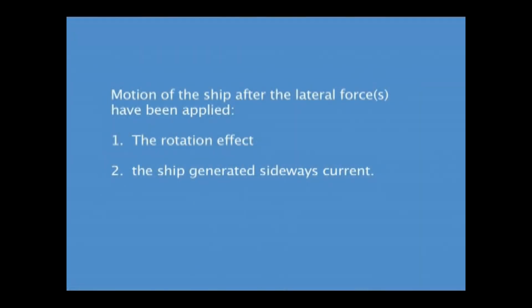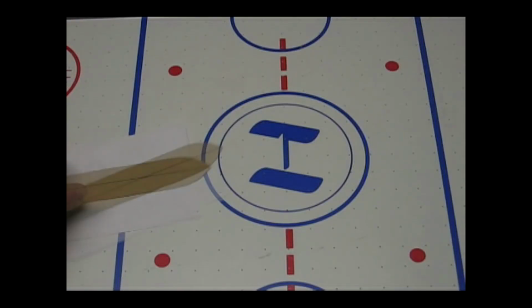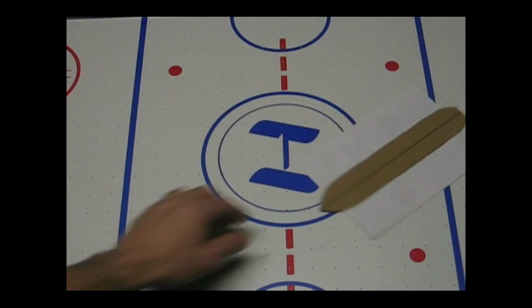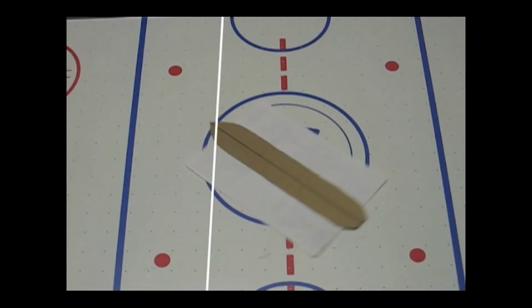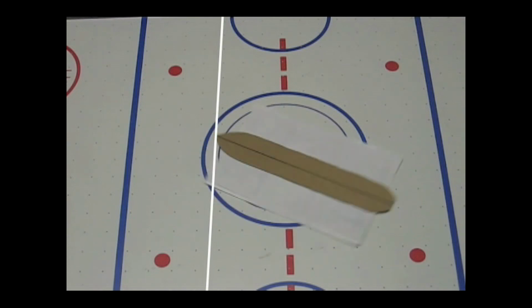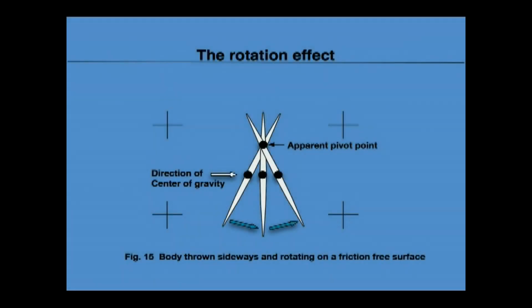Motion of the ship after the lateral force has been applied. The rotation effect. Let's take a ship-shaped body, free to move on an air cushion. Let's push it sideways with some anti-clockwise rotation. Now stop the force acting on it and watch the resulting movement. The center of gravity is moving to the right, and the bar rotates around it. The point that has no speed, having for reference the surface, is P, the apparent pivot point.